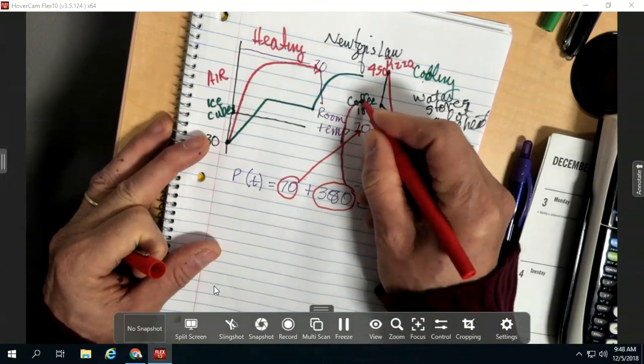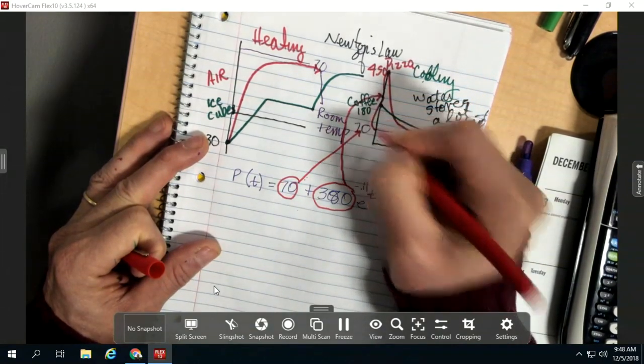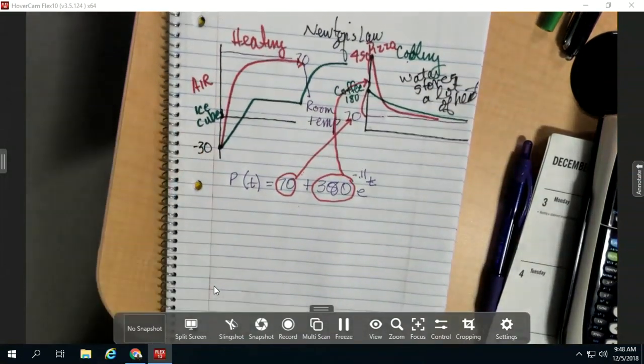Now I want you to notice where I'm putting the 380. Do you see where the 380 came from? It's how much the temperature of the pizza had to cool off, right? Did it have to cool all the way from 450 to 0? No, it only had to cool off until it got to room temperature, right?